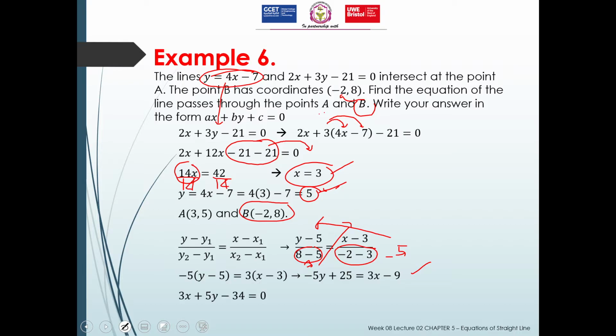And finally, the standard form, or the general form, of the equation of the line is 3x. Put negative 5y to the other side, it becomes 5y. Then we have negative 9 minus 25, which is negative 34, equals 0. So this is now the required equation of the line. It is written in the form mentioned in the problem, ax plus by plus c equals 0, where a is 3, b is 5, c is negative 34. They are all integers.